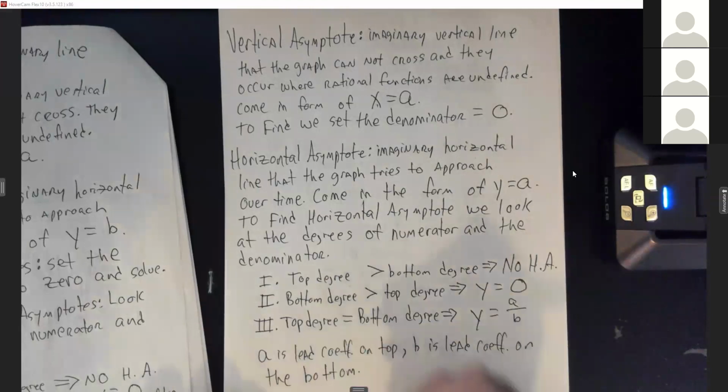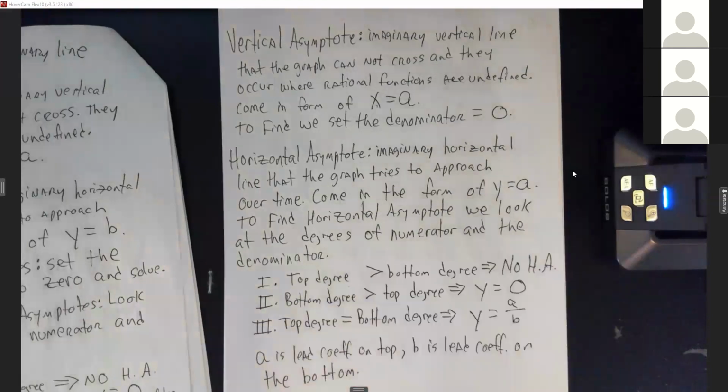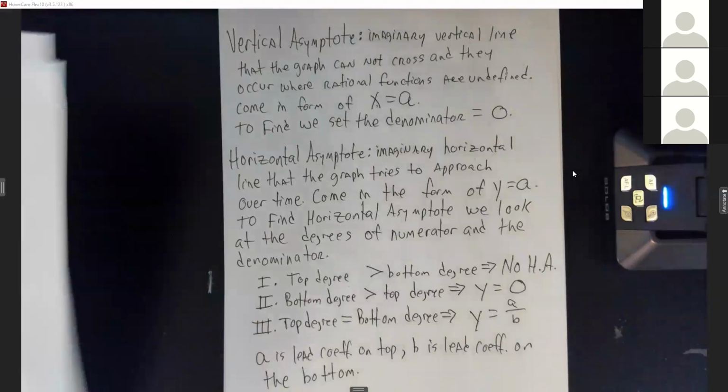So for a horizontal, we look at the degrees, and for a vertical, we set the bottom equal to 0. So I'll show y'all maybe an example of each of those so that y'all know what I'm talking about on them, okay?